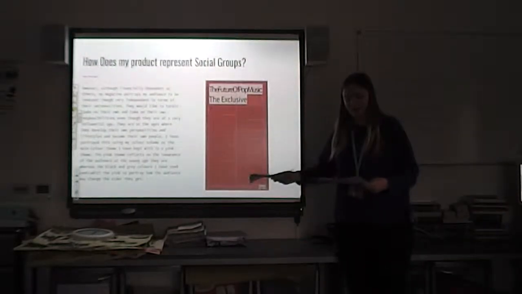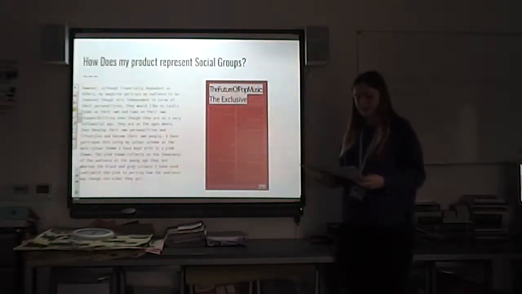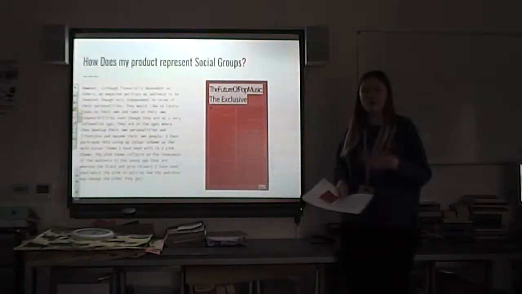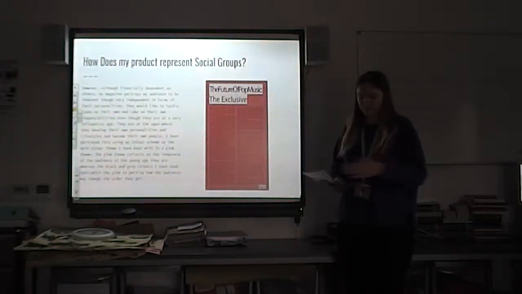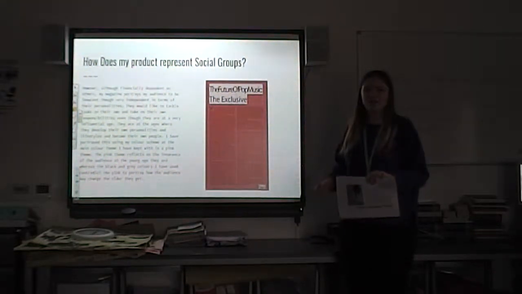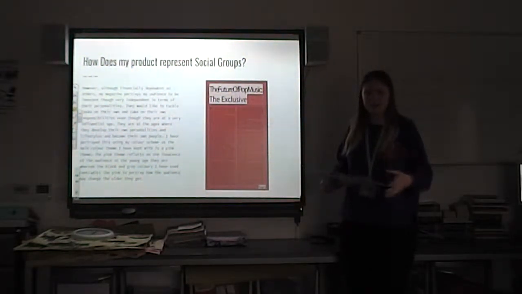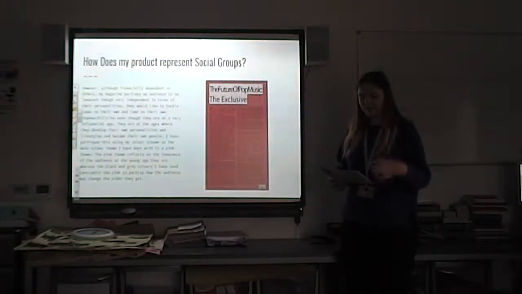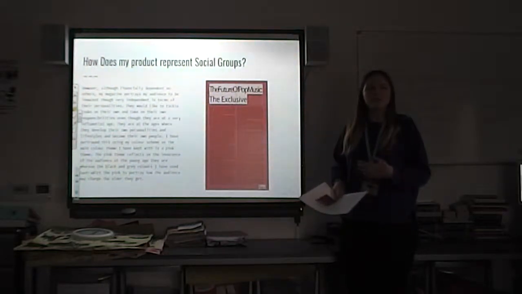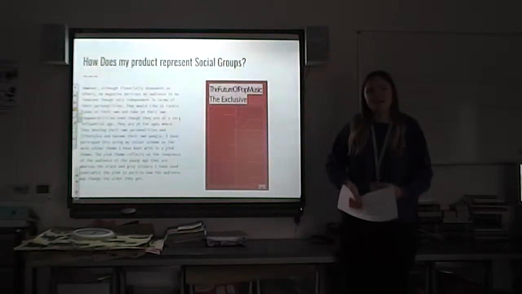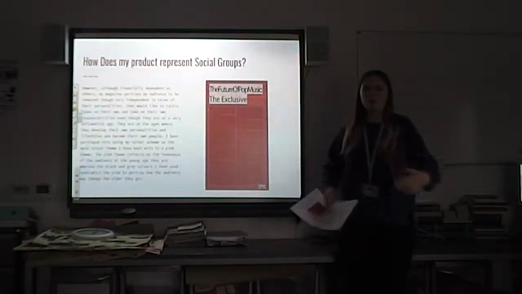However, although they are financially dependent on others, my magazine portrays my audience to be innocent. They're very independent in their own personalities. They would like to tackle their own tasks and take on their own responsibilities, even though they are at a very influential age, being between 9 and 18. These are the ages where they develop their own personalities and lifestyles and become their own people. So if they've got older sisters, they're starting to become like them, but in their own sort of way.